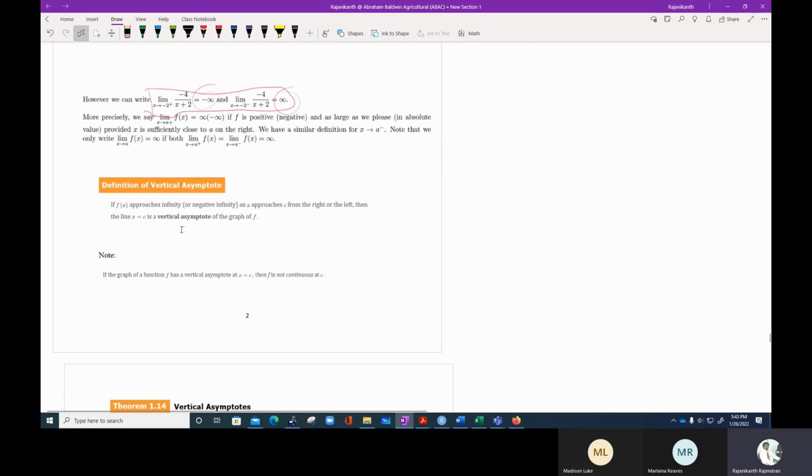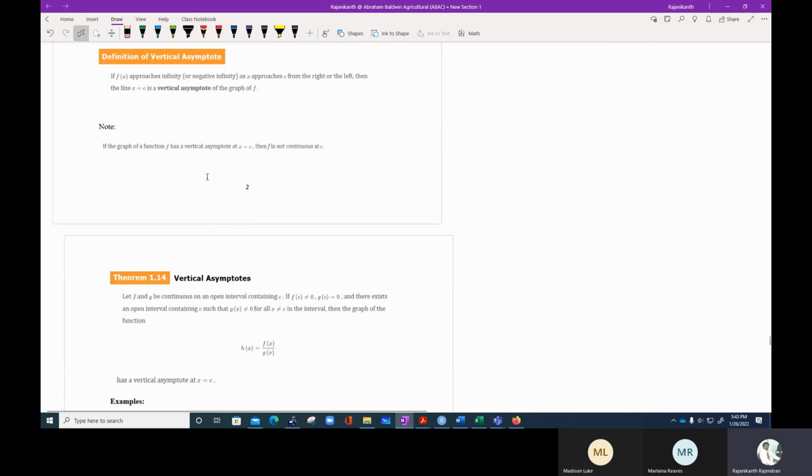Now the definition of the vertical asymptote. If f(x) approaches infinity or negative infinity as x approaches some point c, from the left or right, then we say that the line x equals c is a vertical asymptote. So if the function approaches infinity, then we say the function has a vertical asymptote at that particular x value.